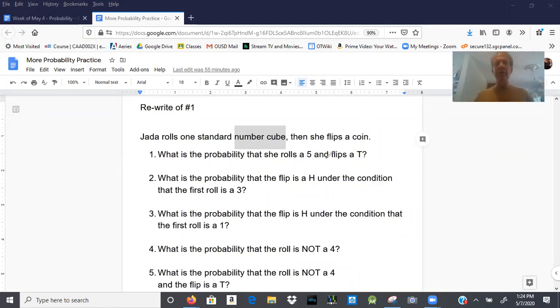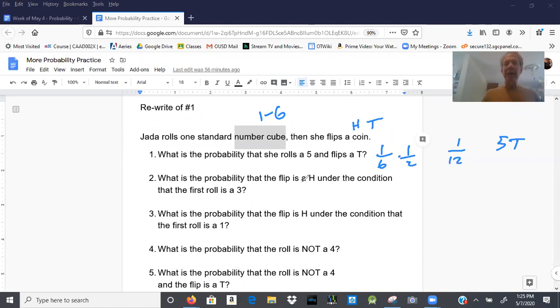So the probability that she rolls a 5 and flips a tail, because this is heads or tails, we're talking a coin, and the number cube is a dice, so it's 1 to 6. The probability she rolls a 5 is 1 in 6, and the probability that she flips a tail is 1/2. So the probability of that whole thing happening is 1/12. If I can't figure this out, I could list out all the possibilities. There'd be 12 things in the sample space, but only one of them would be 5T.